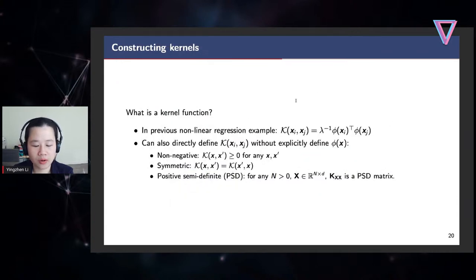Before we go into the topics about neural networks and GPs, let's talk a little bit about constructing kernels. So what is a kernel function? I'm going to skip the very technical and mathy definitions, but essentially, if you go back to the previous example of nonlinear regression, the kernel in that case is the inner product between the feature vectors from different inputs. As I said, you can also define the kernel function directly, and this will allow you to, for example, use infinite dimensional features. If you define the kernel, there are just three things that you need to satisfy: you need to make sure this is non-negative, symmetric, and positive semi-definite.